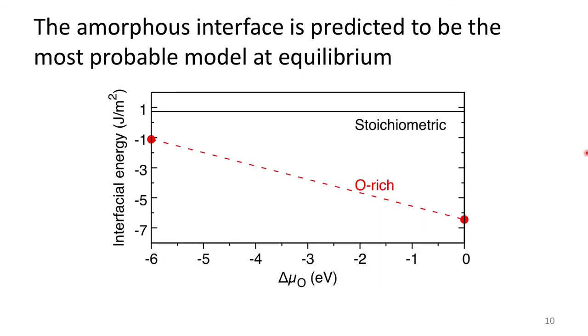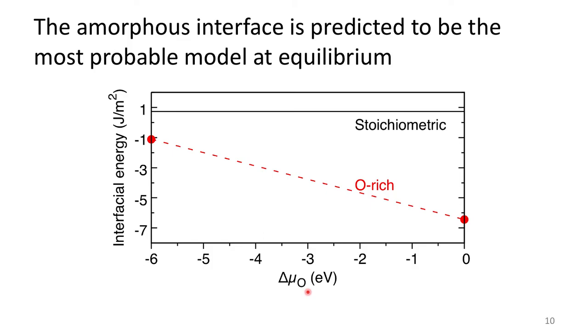The way I've done this is to assess the interfacial energies of each of the systems. The interfacial energy is the energy of the interface relative to bulk lithium metal and lithium oxide. Here I'm showing the interfacial energy as a function of relative oxygen chemical potential, which gives the chemical potential of oxygen in Li2O relative to the chemical potential of oxygen in oxygen gas.